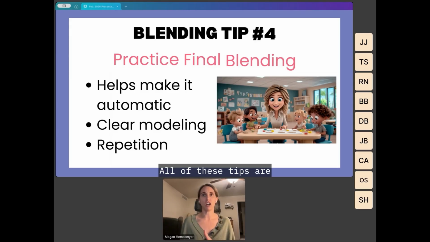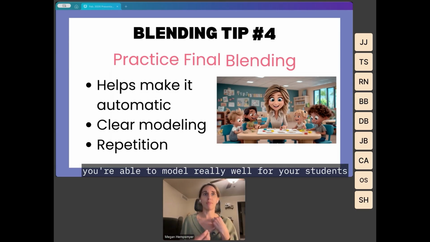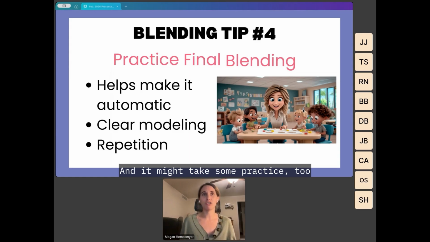All of these tips are, again, just different approaches. Some might work for students. You may prefer one as well that you feel you're able to model really well for your students. And it might take some practice too.